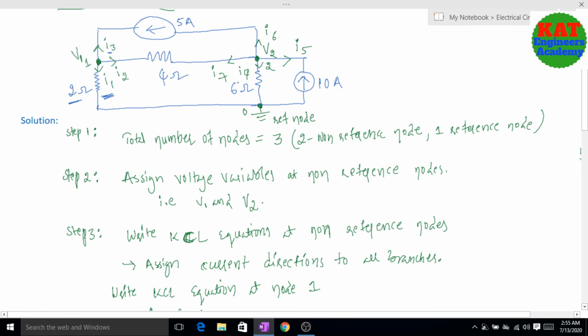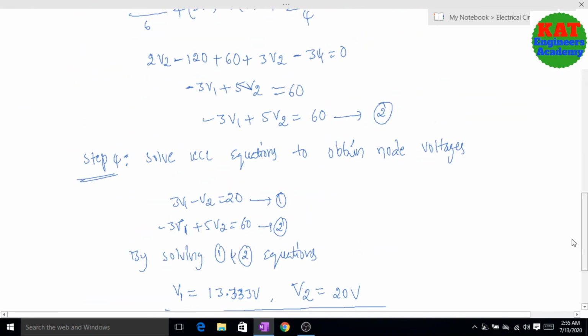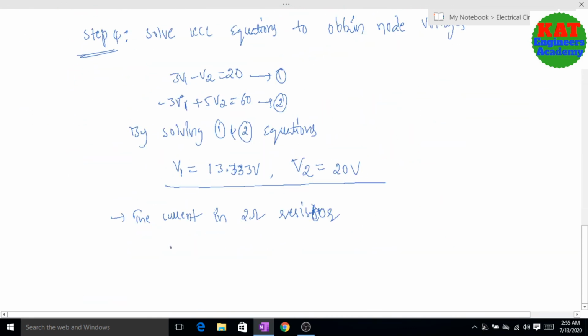Next, they are asking for the current in the 6 ohms resistor, that is I4. I4 is V2 minus 0 by 6. First you calculate I1, next you go for I4. The current in the 2 ohms resistor is I1, that is V1 minus 0 by 2, the potential difference across the resistor. V1 is already calculated, 13.33 minus 0 by 2, so this answer is 6.666 amps. Okay, I1 is over.